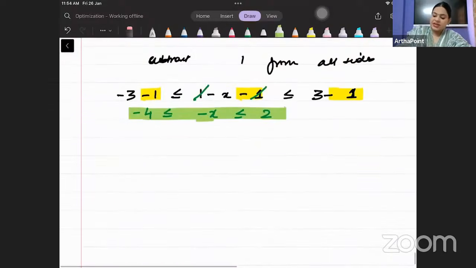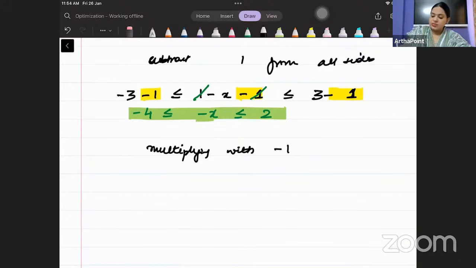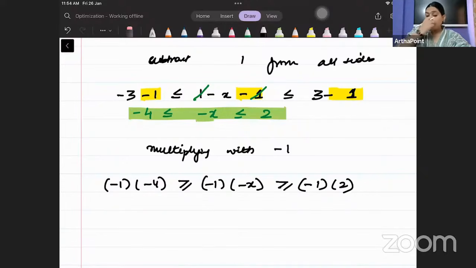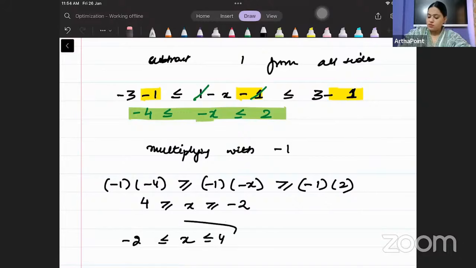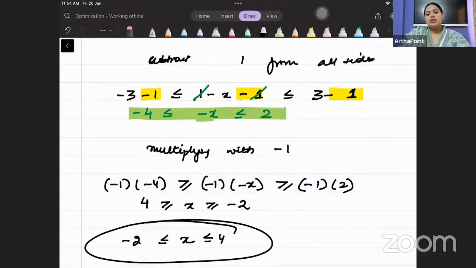अगर मैं throughout minus 1 से multiply कर दूं, multiplying with minus 1, तो बेटा क्या हो जाएगा? minus 1 into minus 4 greater than equal to minus 1 into minus x greater than equal to minus 1 into 2. I have multiplied with minus 1 throughout. So inequality will be reversed. So beta, 4 greater than equal to x greater than equal to minus 2. So x will come between minus 2 to 4. And that will be the answer to this question.